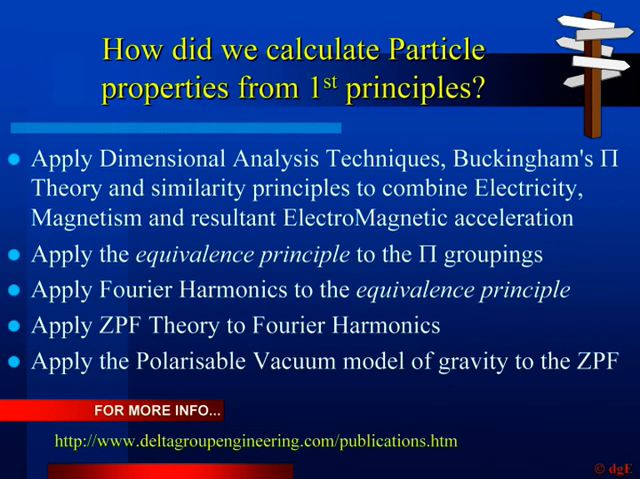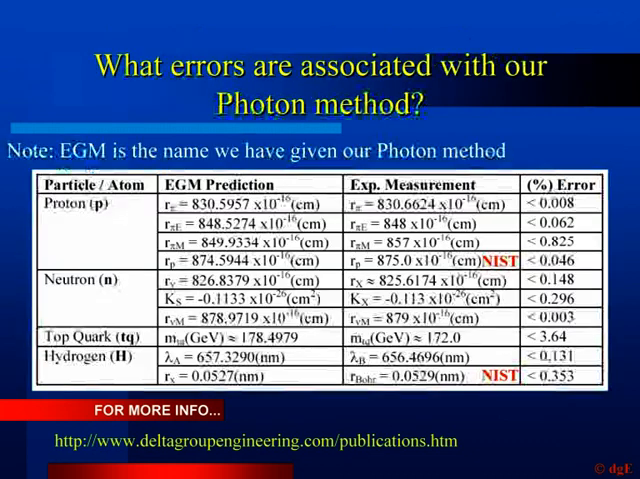Firstly, we apply dimensional analysis techniques, Buckingham's Pi theory and similarity principles to combine electricity, magnetism, and resultant electromagnetic acceleration. Secondly, we apply the equivalence principle to the pi groupings formulated. Thirdly, we apply Fourier harmonics to the equivalence principle. Next, we apply zero-point field theory to Fourier harmonics. Finally, we apply the polarizable vacuum model of gravity to the zero-point field.